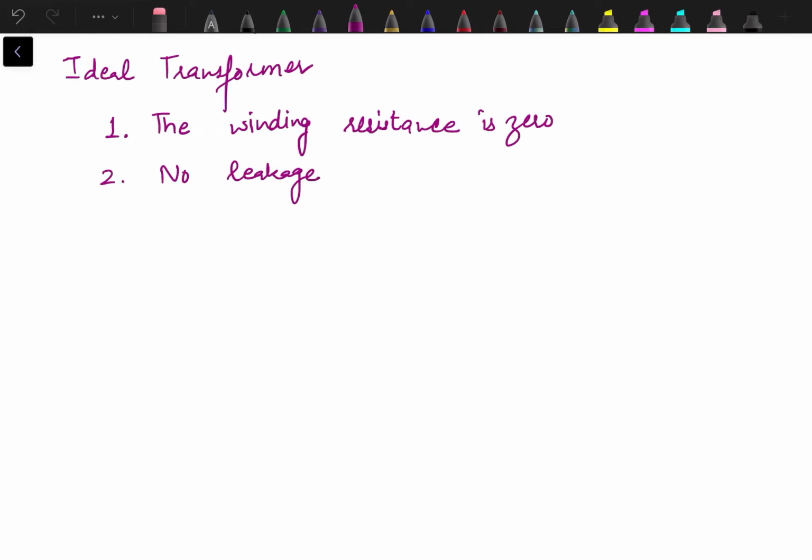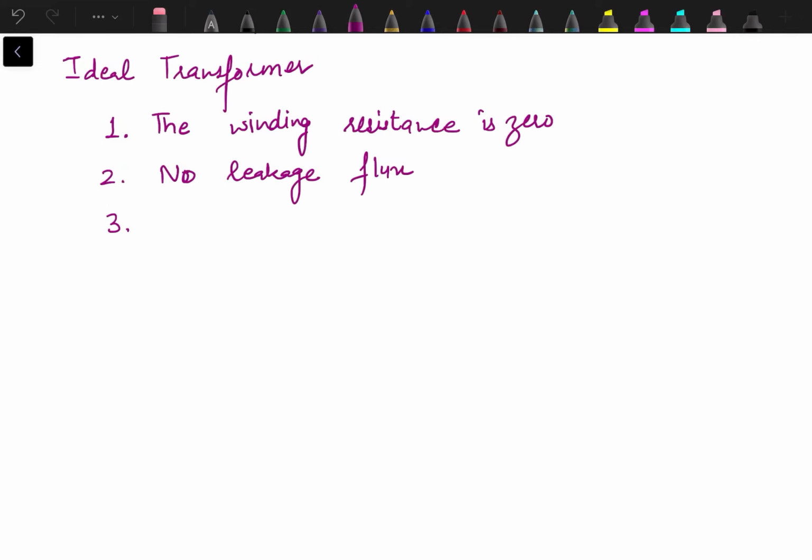Again, this is not possible, though the core is designed with the maximum possible permeability or high permeability so that it results in the minimum reluctance path, but still there is possibility of leakage flux and it will be there, but the assumption is that there is no leakage flux.